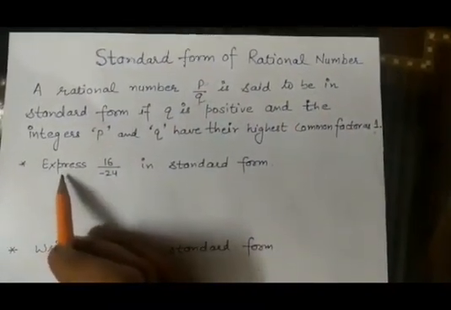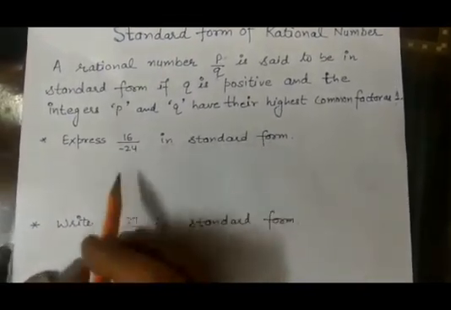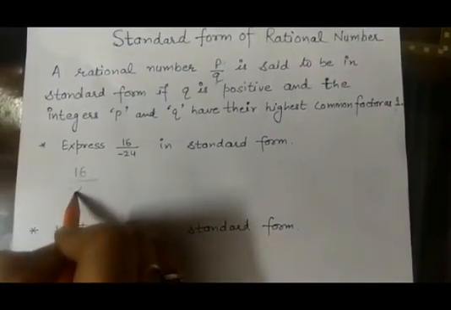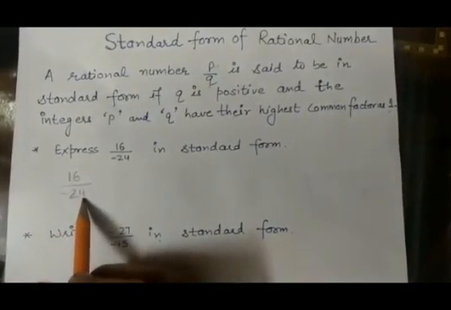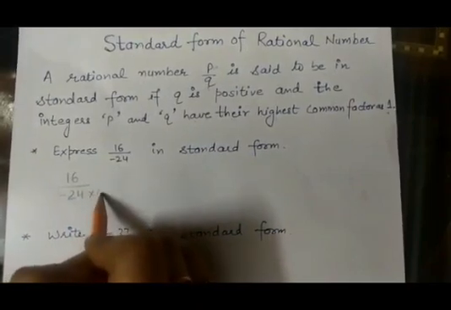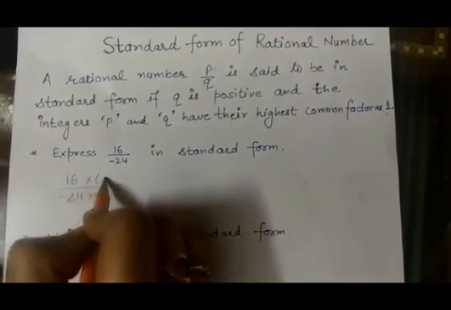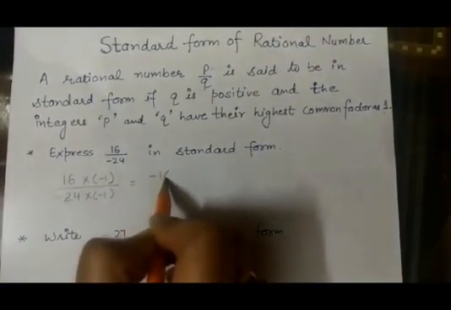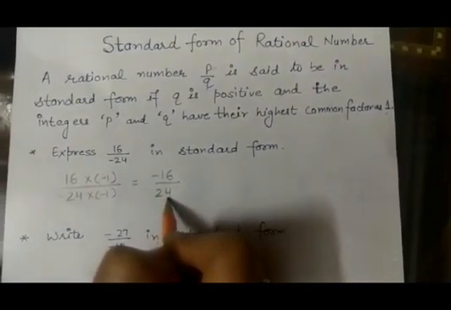The HCF of p and q should be equal to 1. Let us clear this by taking the example 16 by minus 24 in standard form. We have to express this rational number in standard form. We have minus 24 in the denominator and we have to make it positive. So we are going to multiply the denominator by minus 1, but we have to multiply the same number with the numerator also. We get minus 16 by 24.